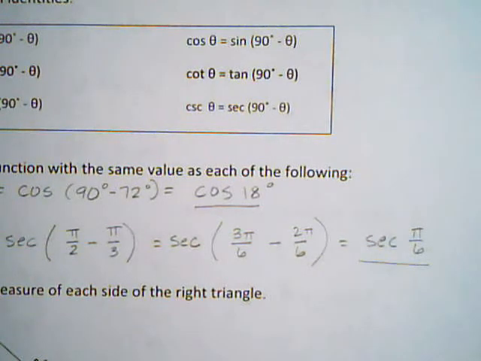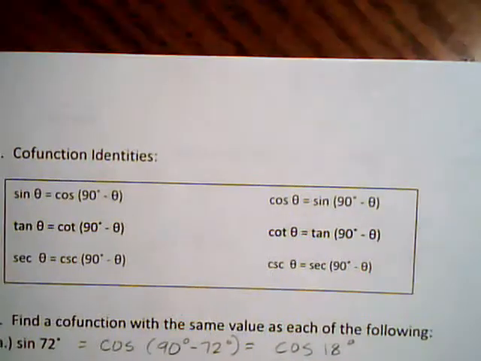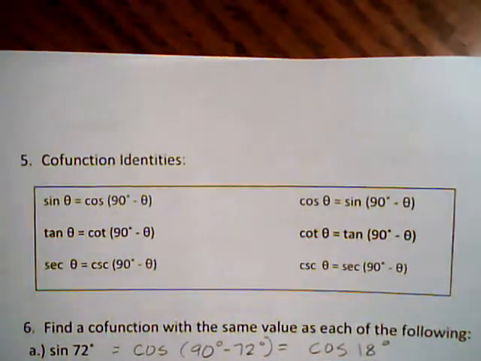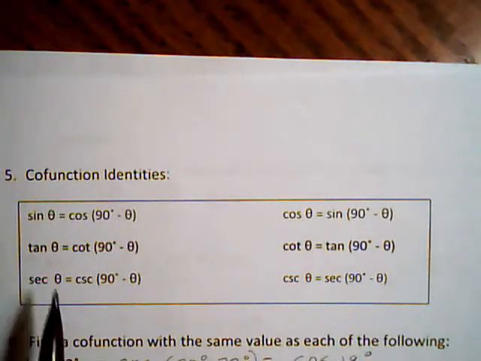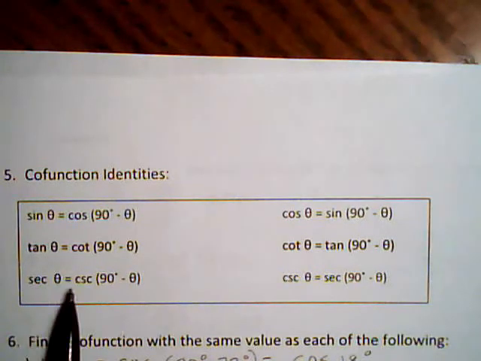Okay, so that's how you find the cofunction of an angle. And so again, on the homework, they're going to ask you to find cofunctions. Make sure that you know which ones go together. Sine and cosine are cofunctions, tangent and cotangent, and then secant and cosecant.